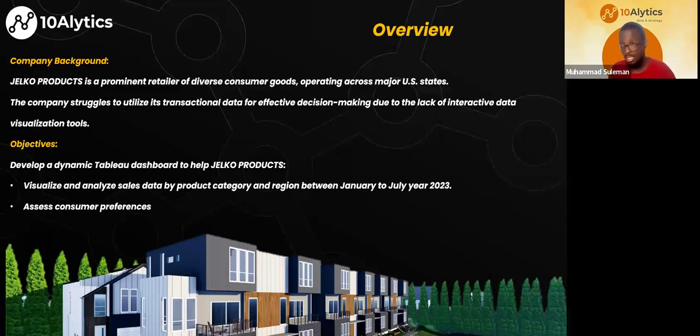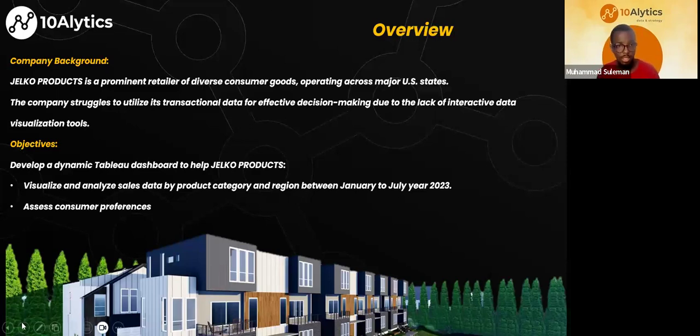They have a sales data set, and I'll show you what it looks like. They want you to look at the performance of certain product categories, and at sales across the different regions they currently operate within the US, between January and July of 2023, last year. They also want you to assess customer preference. So these are the things we are going to be looking at today.